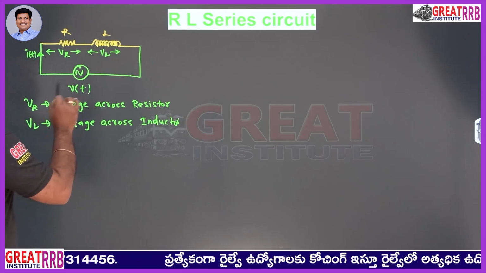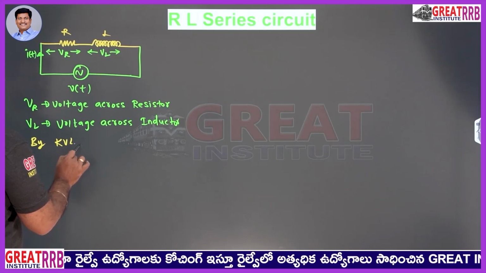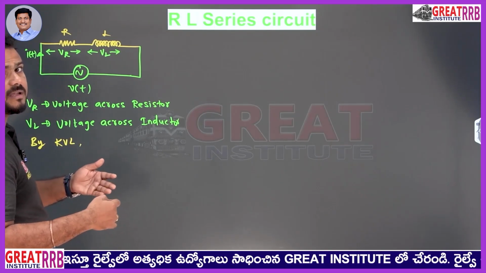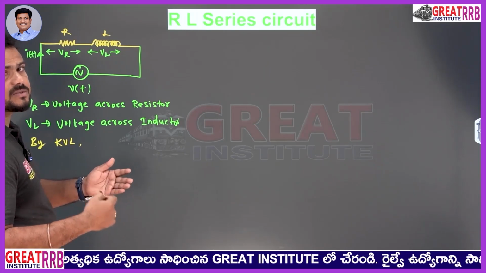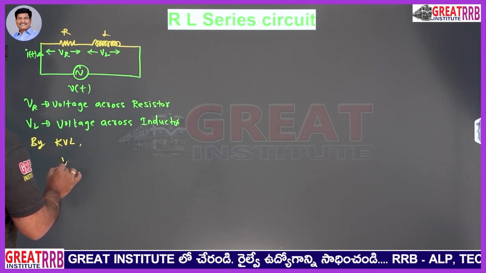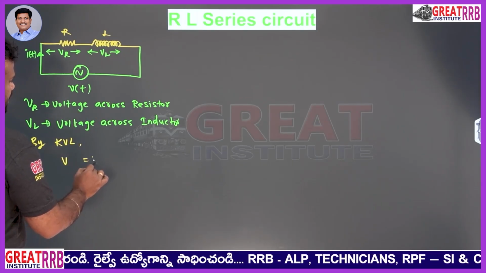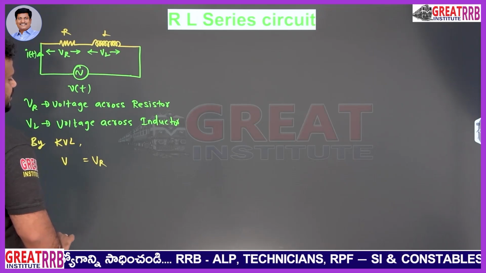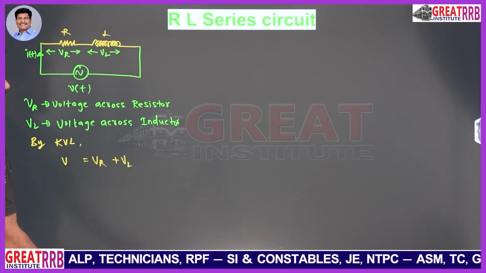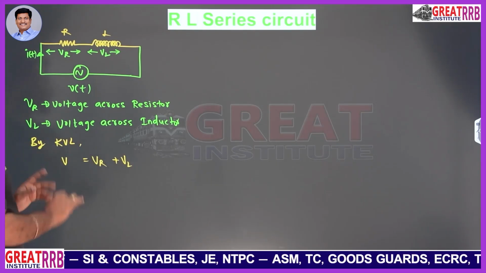Here, by KVL, you know how we apply KVL: the sum of the voltage rises is equal to the sum of the voltage drops. So if I write it like this, the supplied voltage V is equal to VR, the voltage across the resistor, plus VL, the voltage across the inductor. This is the general format we write to represent KVL.